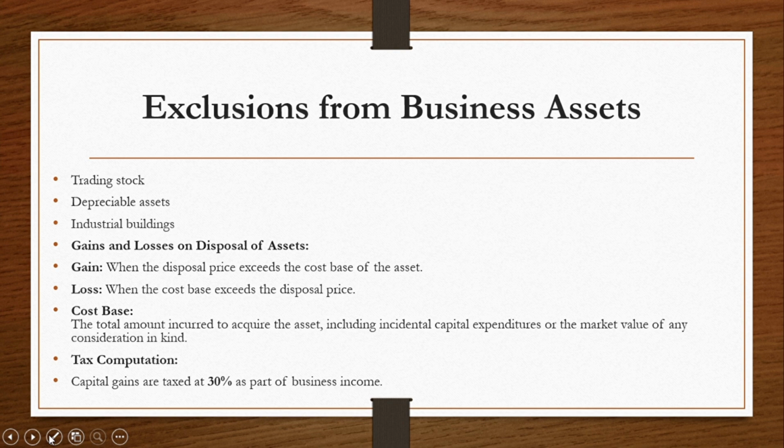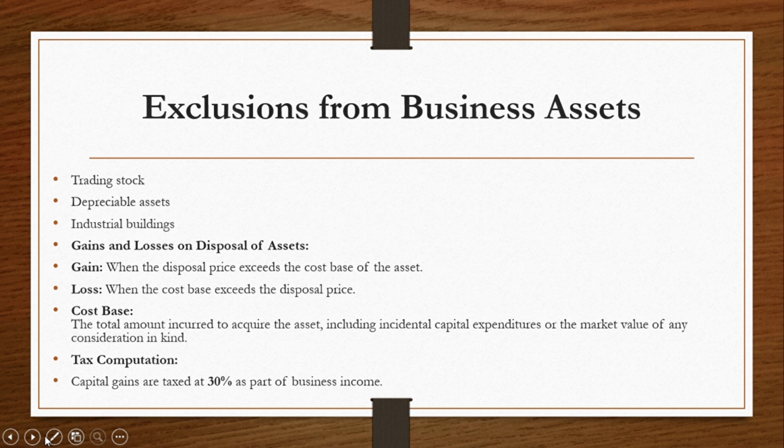So we also have a term called cost base. Cost base, in simple terms, can be the cost price. So this is like the amount incurred to acquire an asset, including all the incidental capital expenditure or the market value of any consideration in kind. So cost base is like the total amount spent to acquire an asset, including those extra costs like the legal fees, the taxes, etc.